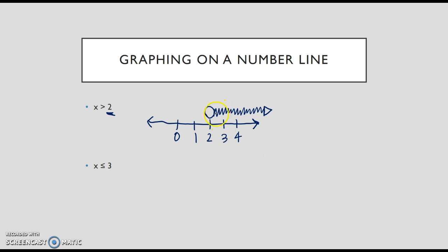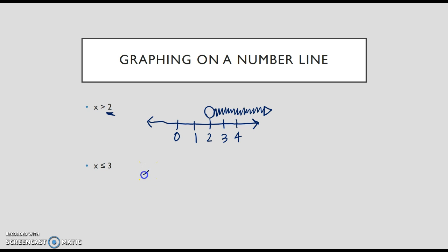The reason that I can't just start at 3 and keep going is because 2.00000000001 is still greater than 2, and I've got to include that. So there's an infinite number of numbers that get close to 2 without actually including 2.